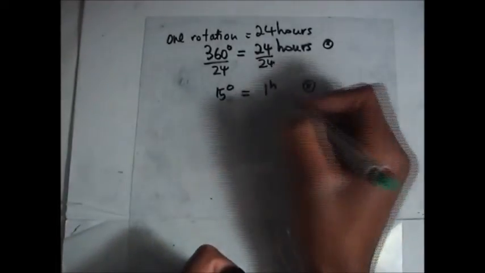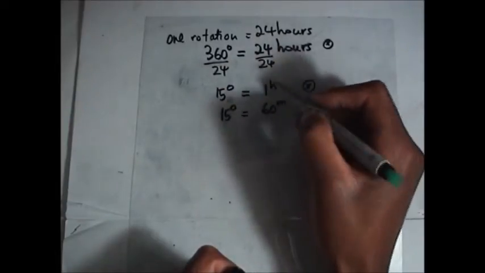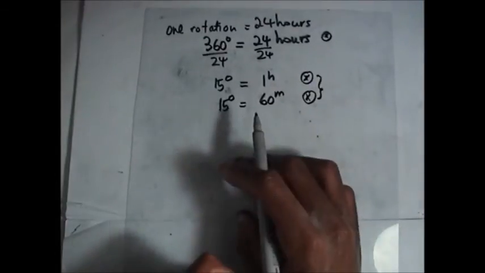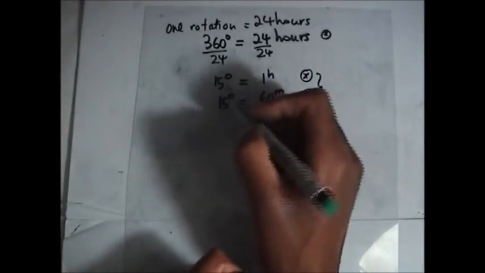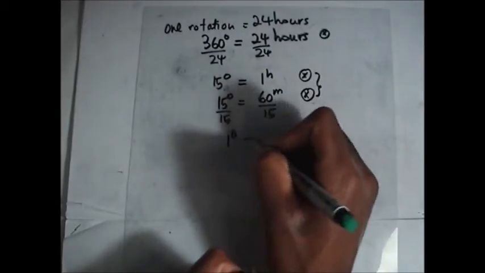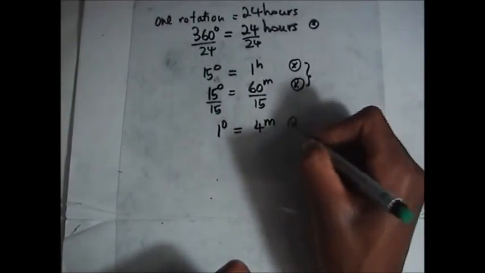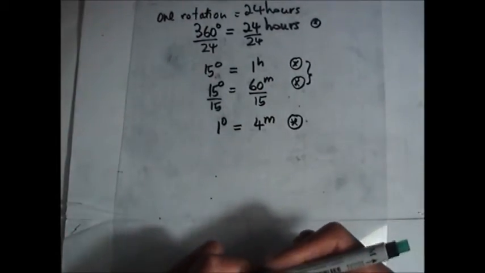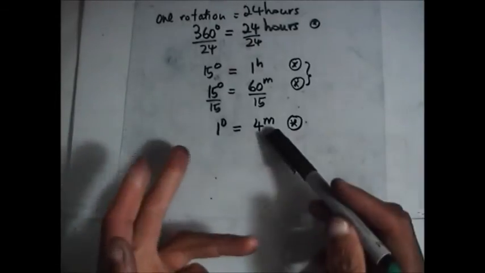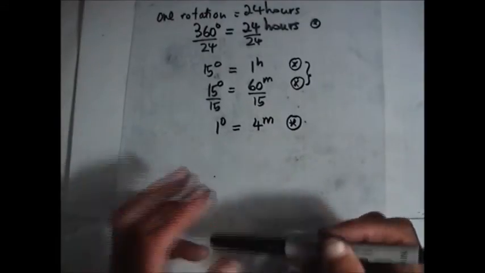This basically means 15 degrees is equal to 60 minutes. It's the same thing, because in 1 hour there are 60 minutes. So this is another relationship, though these two are just representing the same thing. Then we can divide both sides by 15, which means 1 degree is equal to 4 minutes. That's what it basically means. So this is another relationship, and we can keep going, dividing and dividing.